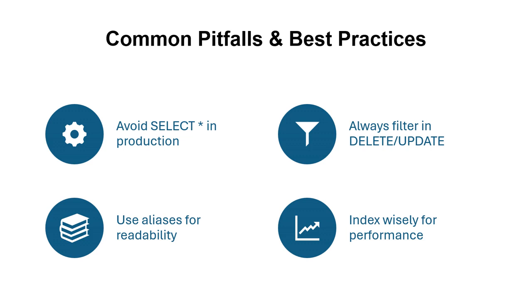Common pitfalls: avoid select all in production because it impacts the performance of your database. Always filter in delete or update, because if you don't, you are either going to delete everything or update everything. Use aliases for readability. An alias is like a nickname. You should use those, especially for your table names. Then index wisely for performance, and I think these are some of the performance tuning criteria that you can employ.